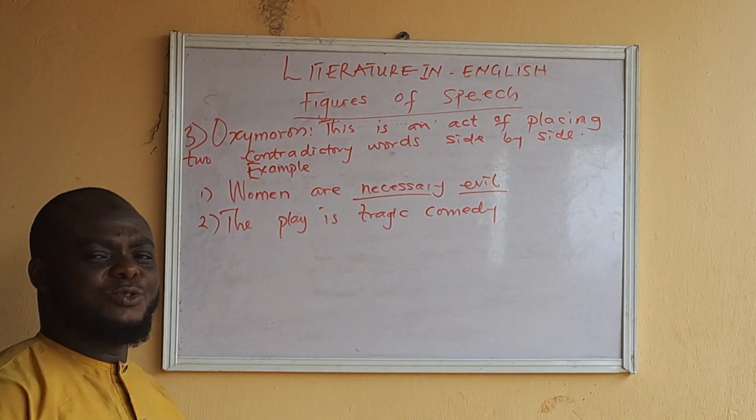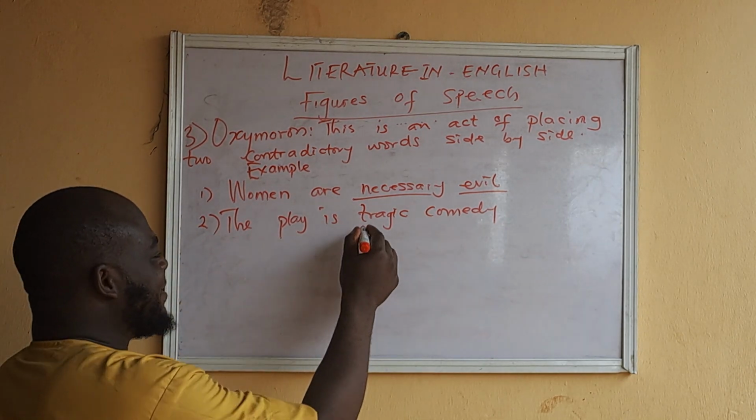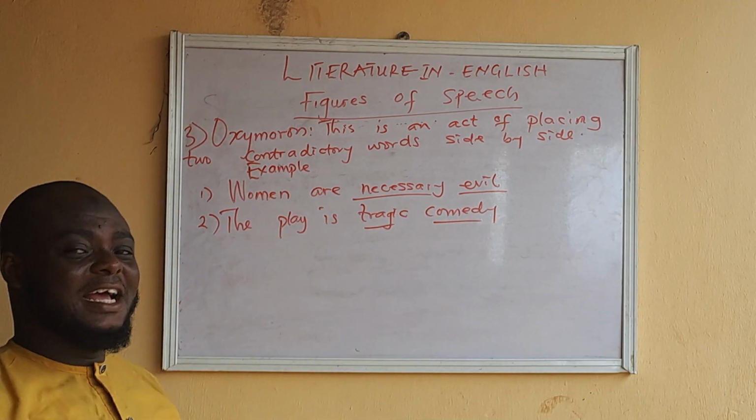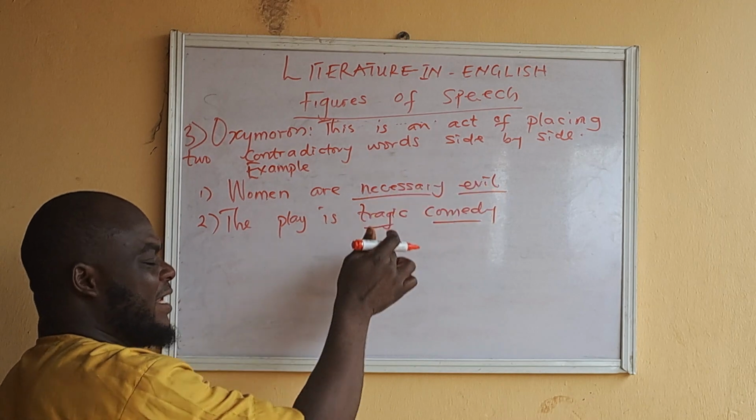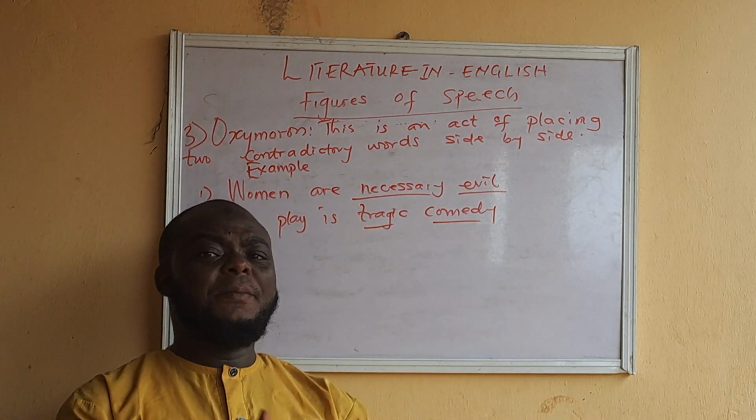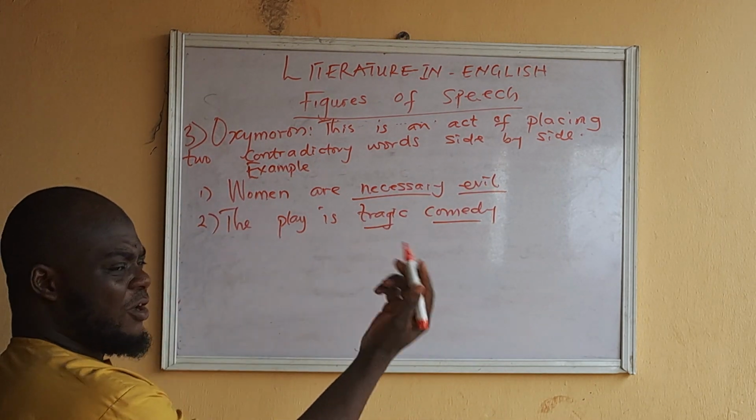Now, let's take a look at this too. We are placing this and this side by side, and they are two opposite words. The same thing happened here. Opposite words, we place them side by side, but they mean a lot. Now let's take a look at the meaning of this.